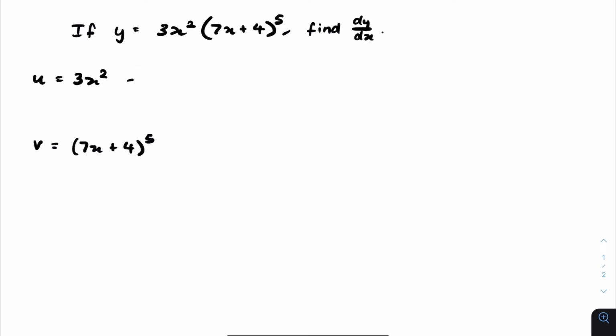Finding du over dx, the derivative of u with respect to x, is fairly straightforward. For 3x squared, you just drag the 2 down, multiply by the 3, which gives you 6, and then decrease the power by 1 to give you 6x as the derivative.